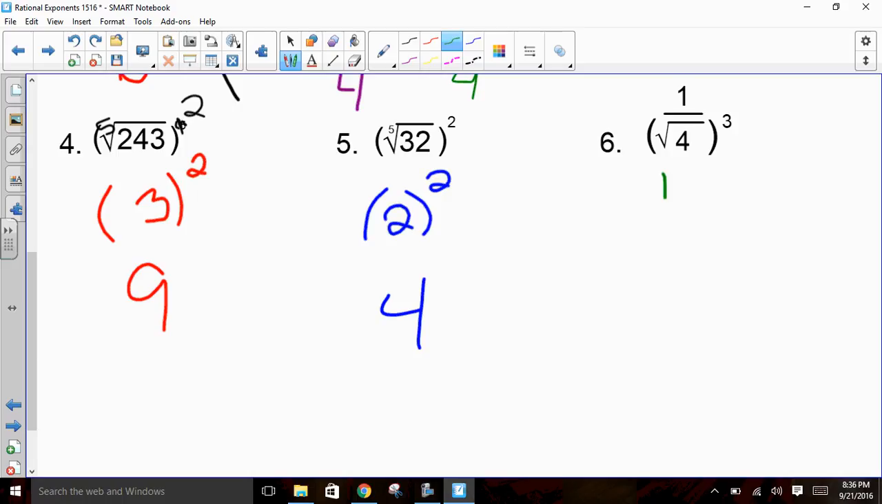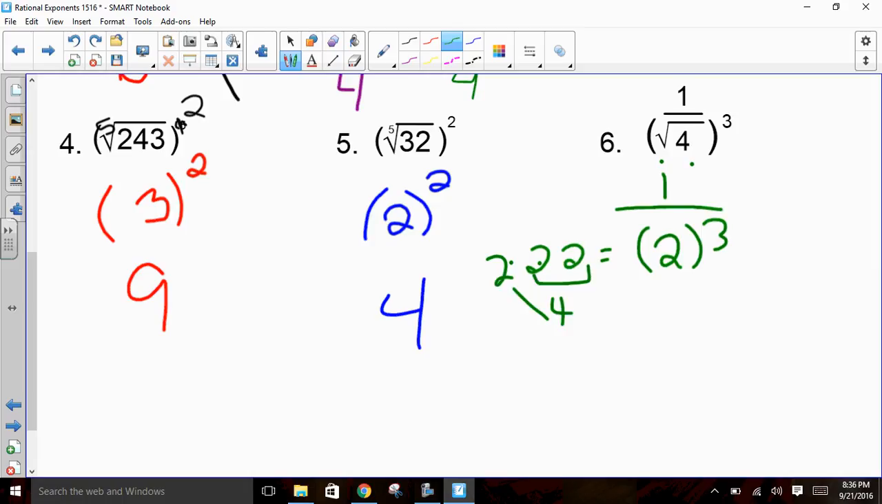Number 6, I have 1 over the square root of 4 is 2. So I have 2 cubed, which is the same thing as 2 times 2 times 2. 2 times 2 gives me 4. 4 times 2 gives me 8. So my answer is 1 over 8.